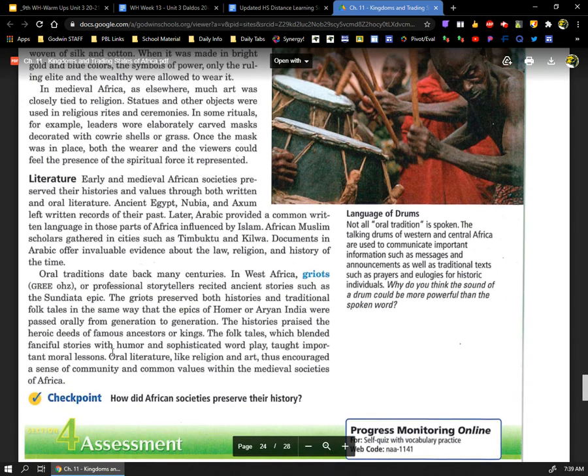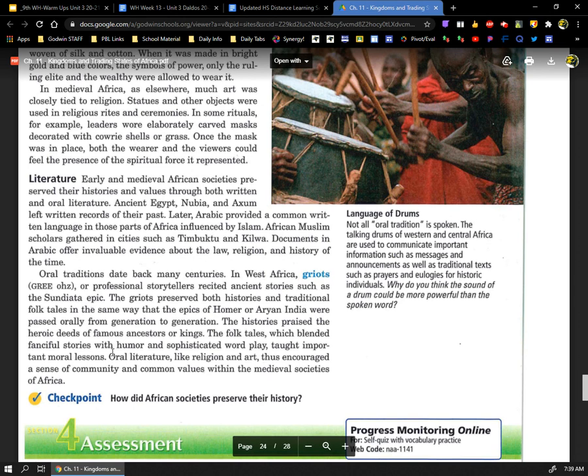Early and medieval African societies preserved their histories and values through both written and oral literature. Ancient Egypt, Nubia, and Axum left written records of their past. Later, Arabic provided a common written language in those parts of Africa influenced by Islam. African Muslim scholars gathered in cities such as Timbuktu and Kilwa. Documents in Arabic offer invaluable evidence about the law, religion, and history of the time.